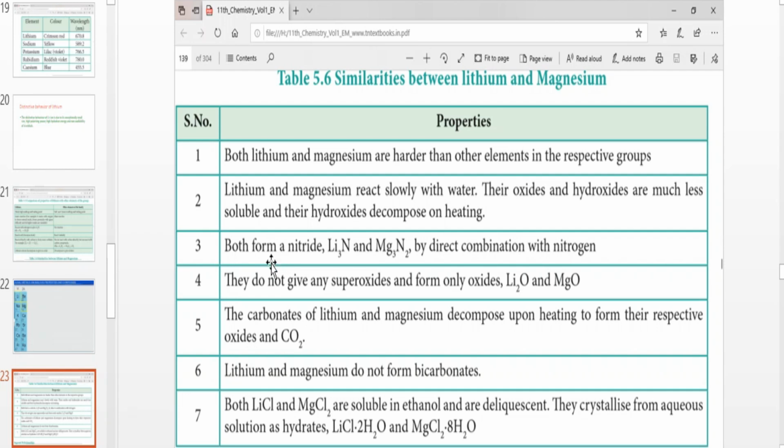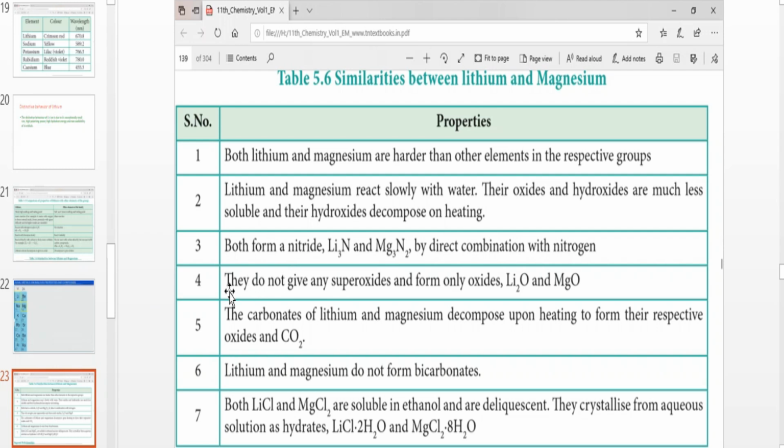What are the similarities between lithium and magnesium? Both lithium and magnesium are harder than other elements in their respective groups. First point we already studied. Then, lithium and magnesium react slowly with water. Their oxides and hydroxides are much less soluble, and their hydroxides decompose on heating. Both lithium and magnesium form nitrides when they react with nitrogen.